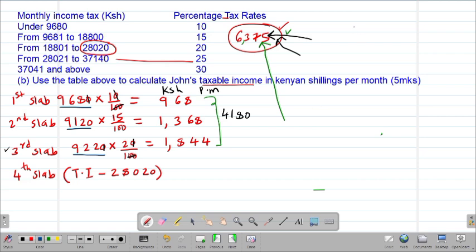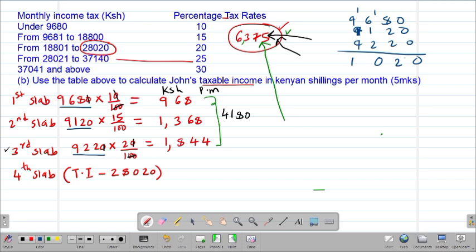Let's check whether it is true. 9,680 plus 9,120 plus 9,220. This will give us 0, then 12 carry 1, then 6, 7, 8, 9, 10, which is 10 carry 1, then 18 plus 1, that will be 19.